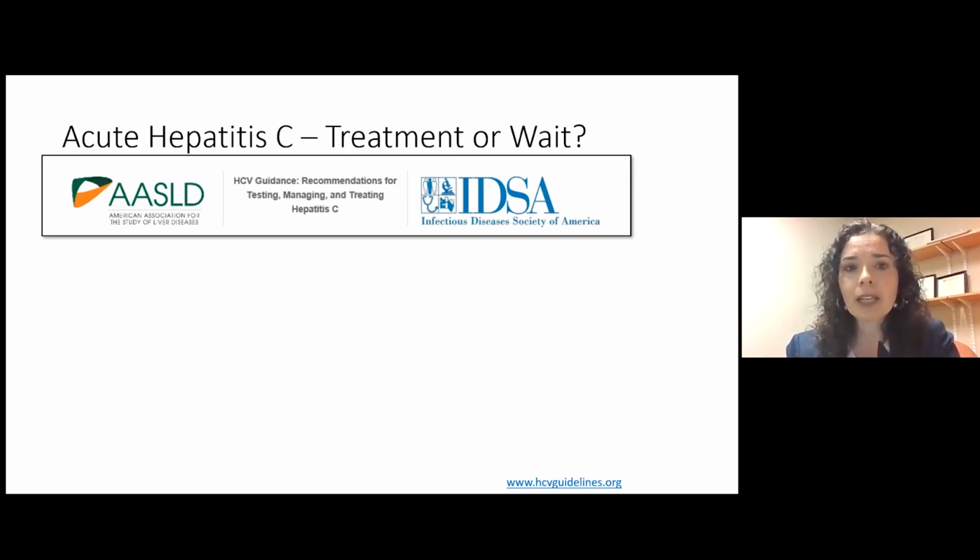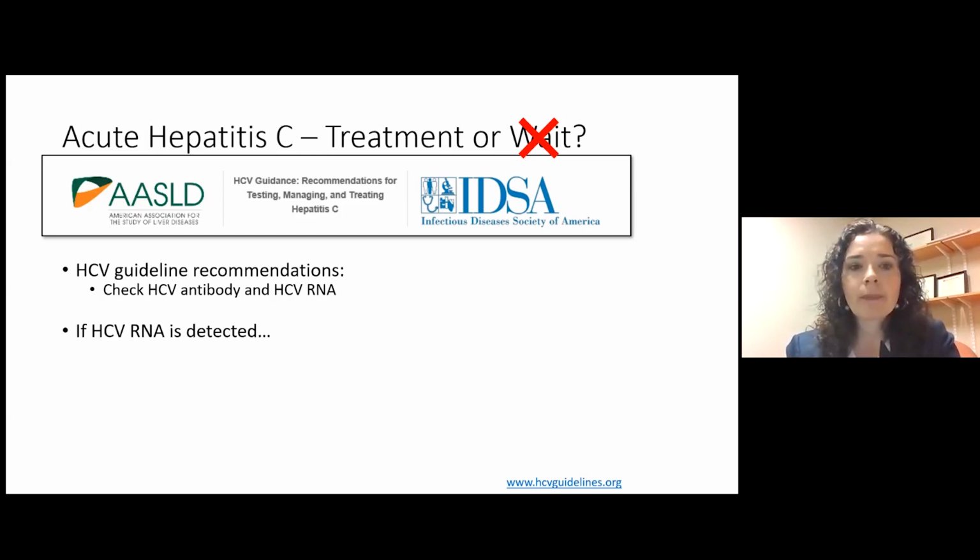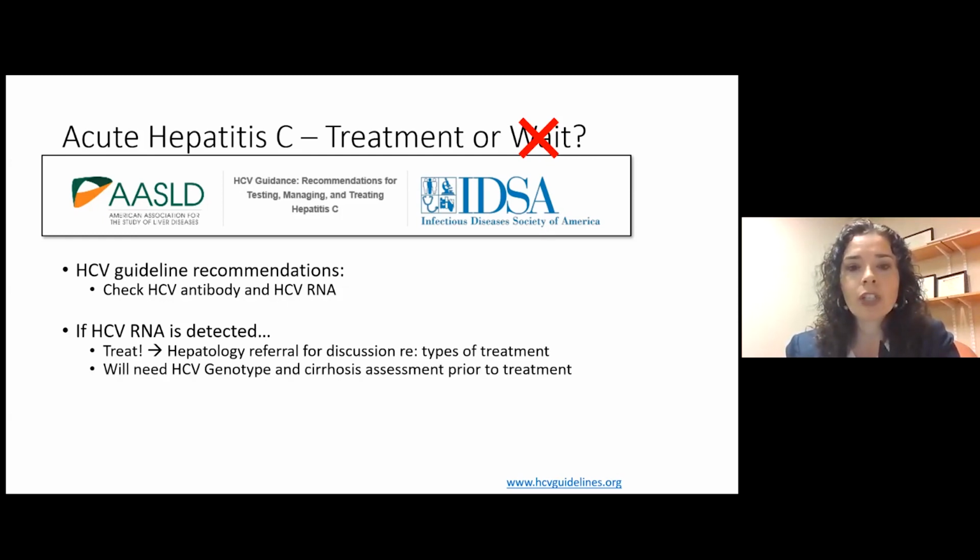So based on these guidelines, what we do now is actually treat acute hepatitis C, which again is very different than last year. The recommendations encourage people to check the hepatitis C antibody, and then if positive, the hepatitis C RNA. And if the RNA is detected, you treat. And this is someone that you would refer to hepatology for discussions regarding types of treatment, especially if they're jaundiced. You definitely want to refer them to hepatology to have them be closely watched and managed.